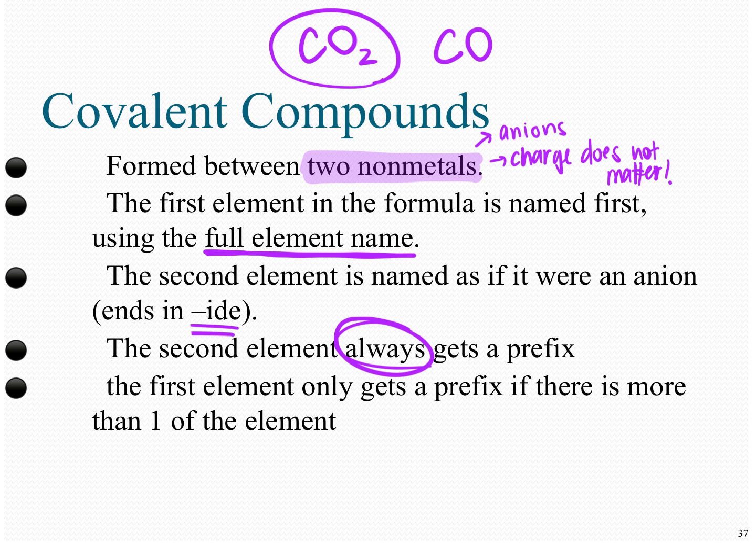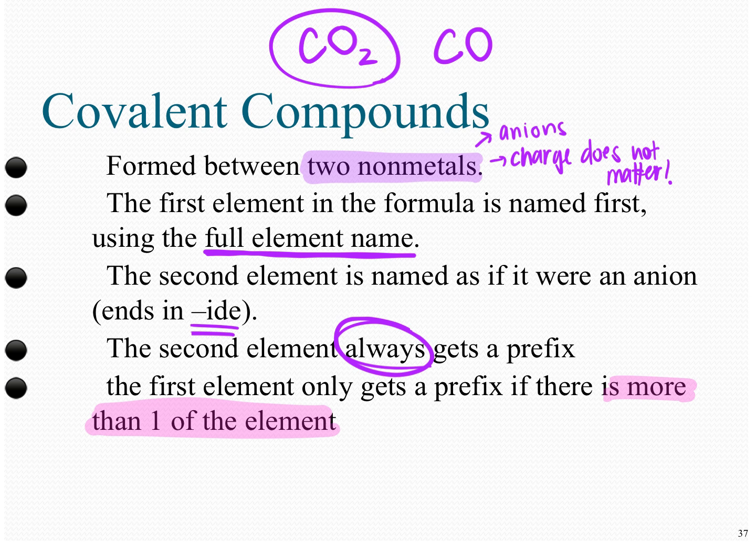Do you know what I mean when I say prefix? What do I mean by that? Where do prefixes come? Before the word. And in this case, the prefixes I'm talking about are mono, di, tri. It tells us how many of that element there are. I'll give you that chart here in just a second. But the second element always gets a prefix. The first element only gets a prefix if there is more than one of the element. If there is more than one of the element, it gets a prefix.